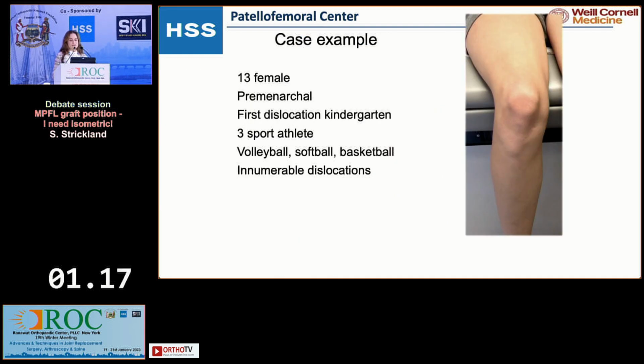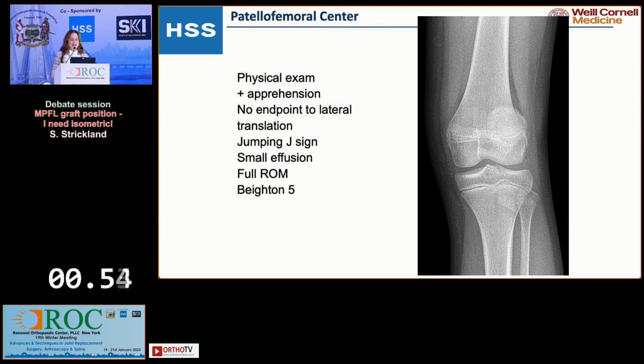So here, a 13-year-old premenarchal, her first dislocation was in kindergarten. She's a 3-sport athlete, volleyball, softball, basketball. And when you ask how many dislocations, it was innumerable. And just looking at this knee in the office, I want to do an osteotomy. You can see how lateralized her tibial tubercle is. I don't care if her TTTG is 10 or 20. I want to do an osteotomy, but I can't.